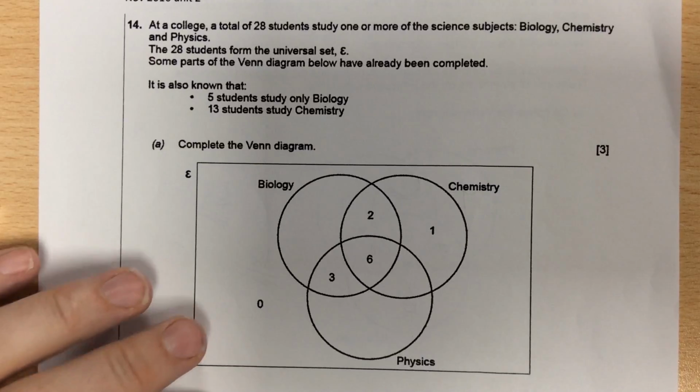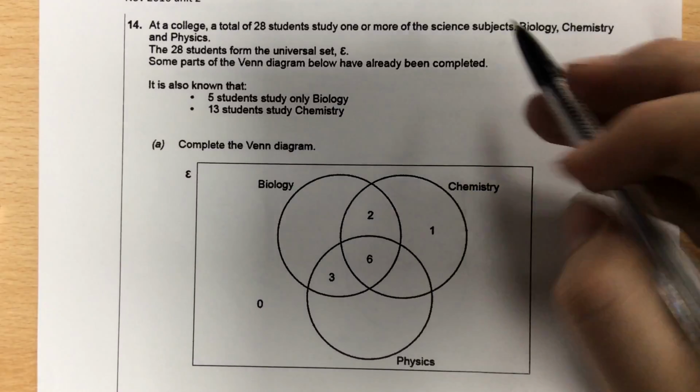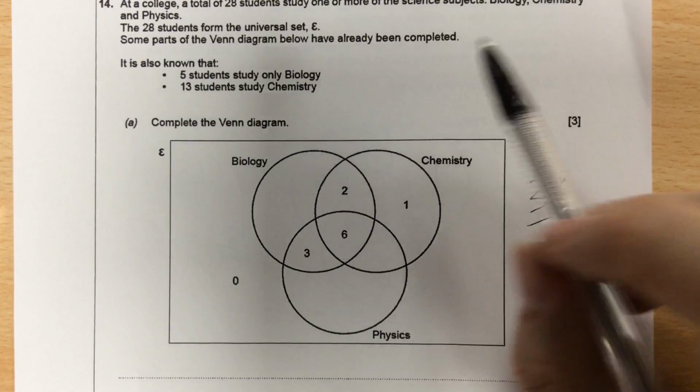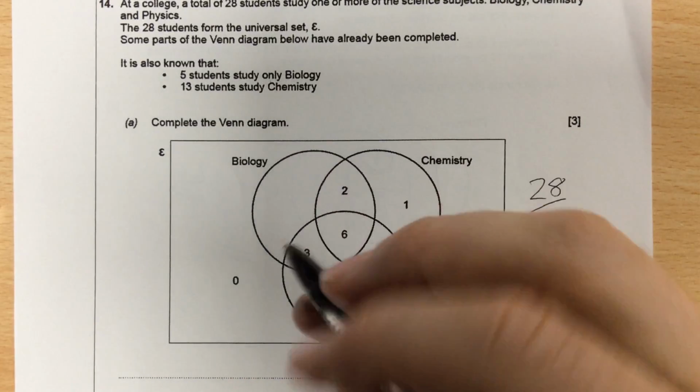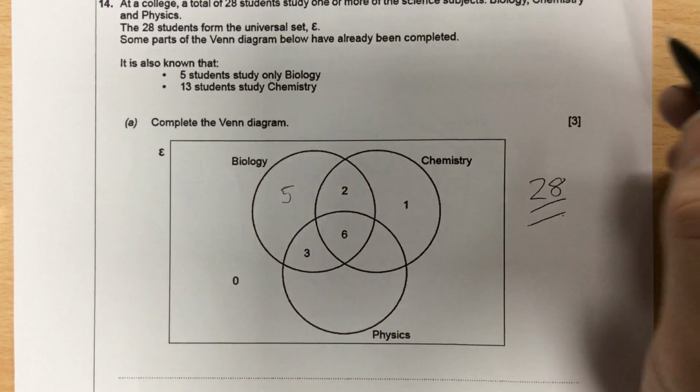At a college, a total of 28 students study one or more of the science subjects. The 28 students form the set. Some of the Venn diagrams have been completed, so it's 28 in total. 5 of them study only biology. So only biology is the bit where there's no circles overlapping biology, which is 5.